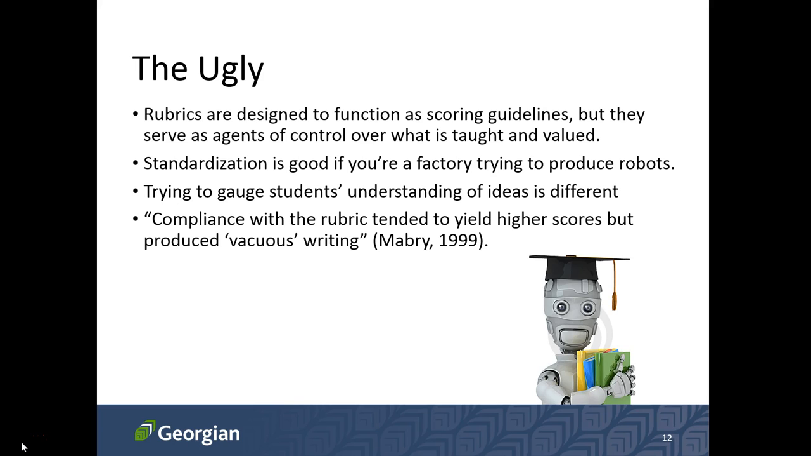And one study by Mabry in 1999 concluded that compliance with the rubric tended to yield higher scores, but produced vacuous writing, meaning this sort of empty writing. They were getting high scores because they completed the rubric, but in terms of the actual writing itself, it was pretty empty and not creative, and didn't show a clear understanding of the ideas.